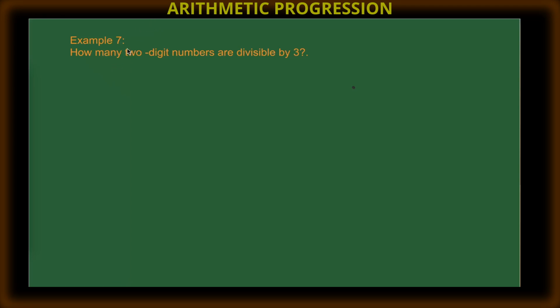Let's try to understand what exactly it is saying. How many 2-digit numbers are divisible by 3? In this, it's quite straightforward. By looking at this question, you can understand it's trying to find the sequence. How many 2-digit numbers are divisible by 3?